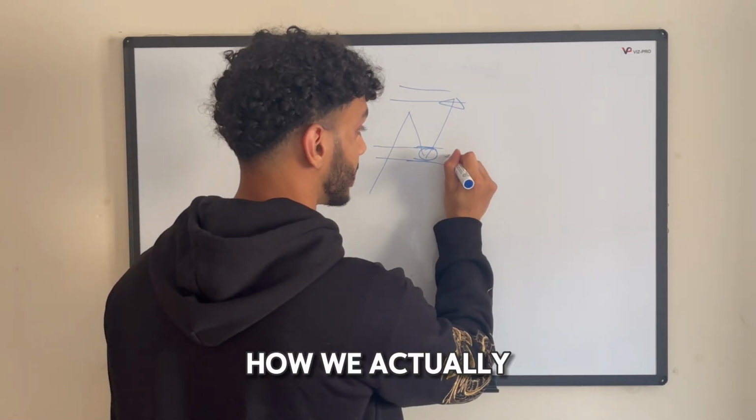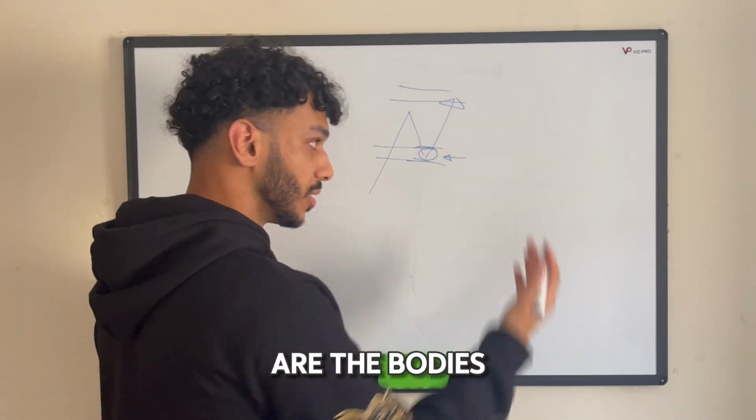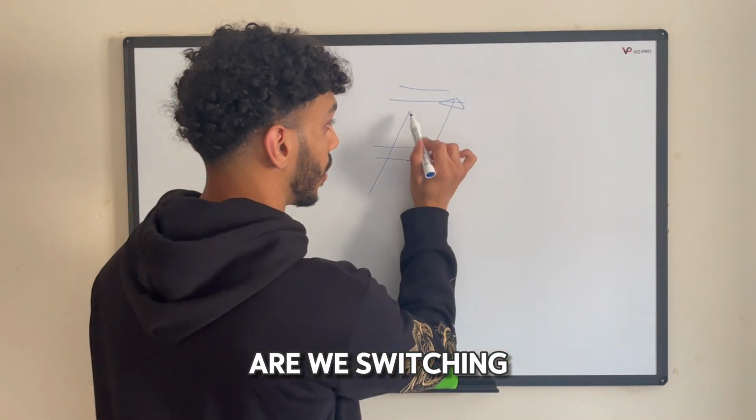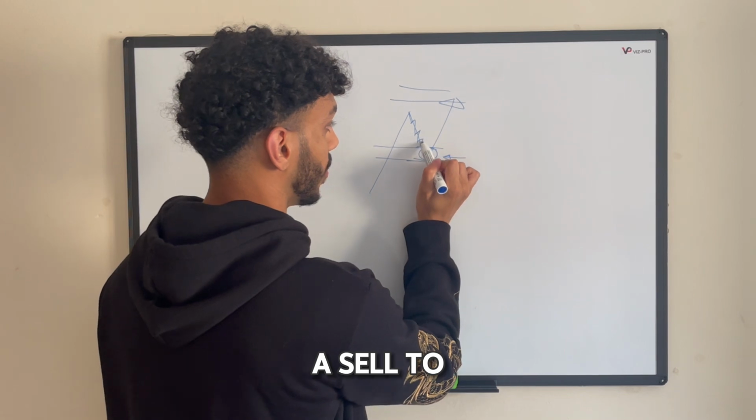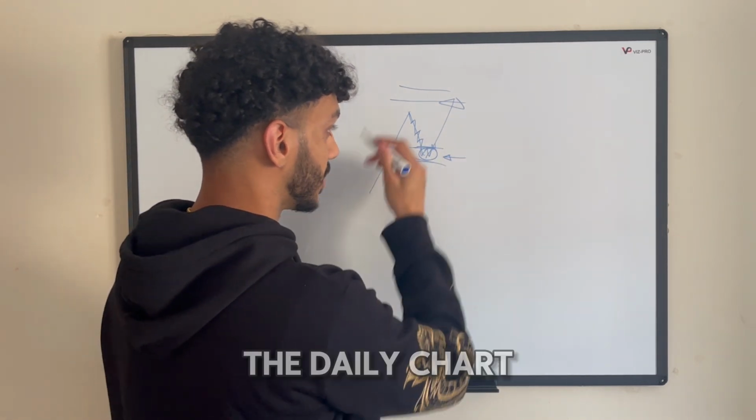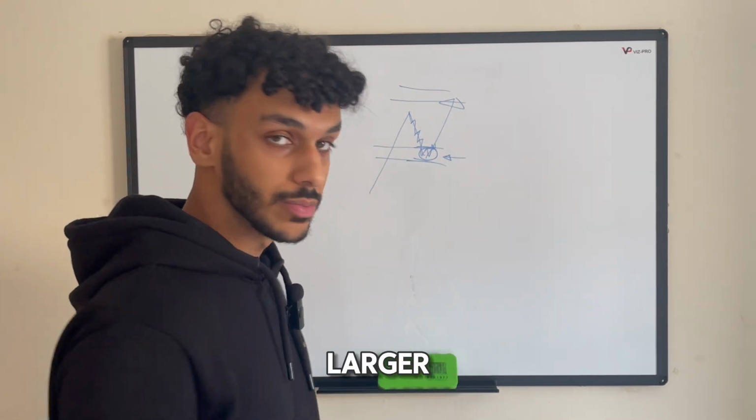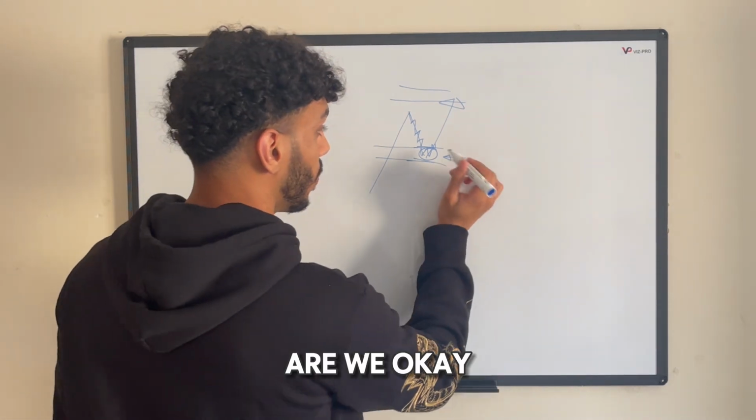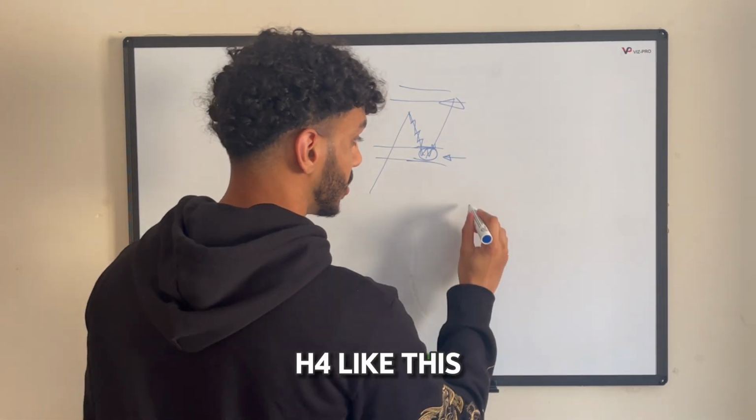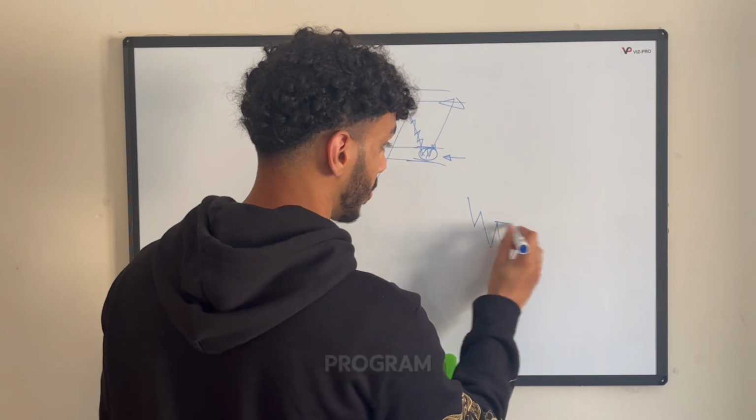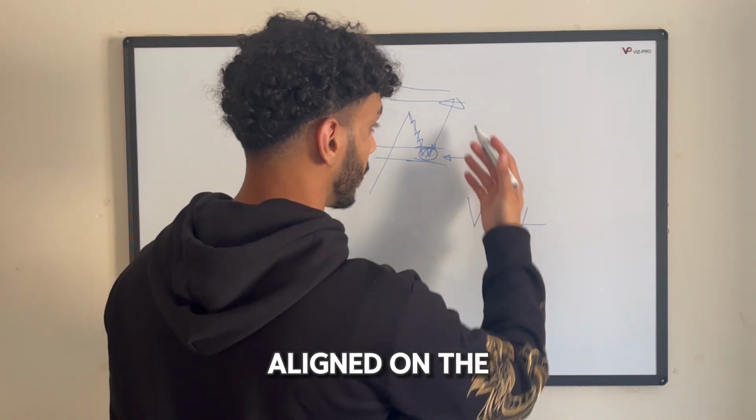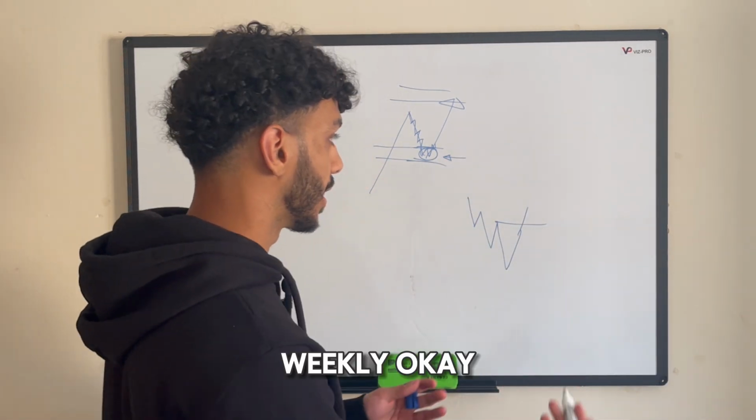Okay, when we tap internal liquidity, right, or some sort of FVG, you need to understand first of all how we're actually respecting this level. Are the bodies respecting it? Are we switching on a lower time frame from a sell to a buy program, right? On, let's say this is the daily chart, the larger parent leg. Are we, okay, shifting on the H4 like this? Are we switching program? Are we now aligned on the intraday and the daily and the weekly?